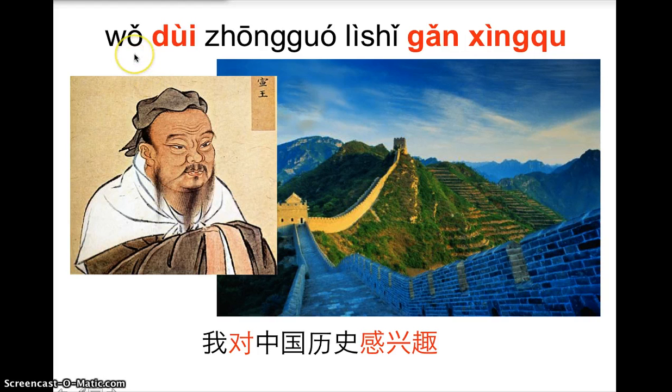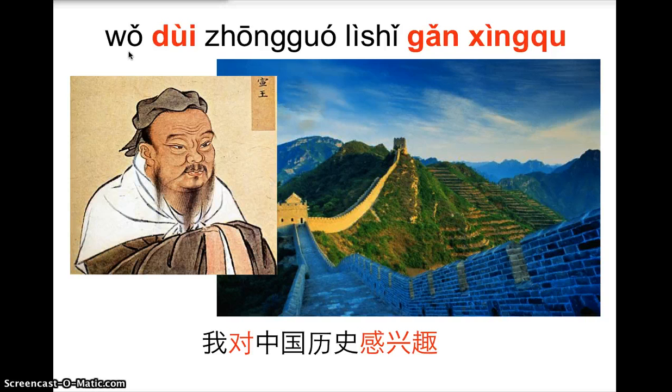我对中国历史感兴趣. So 我, I; 对 means to or toward; 中国, China; 历史, history. Confucius and the Great Wall are pillars of Chinese culture, and in this case, 历史 is history. So literally you're saying, I toward China history feel interest.